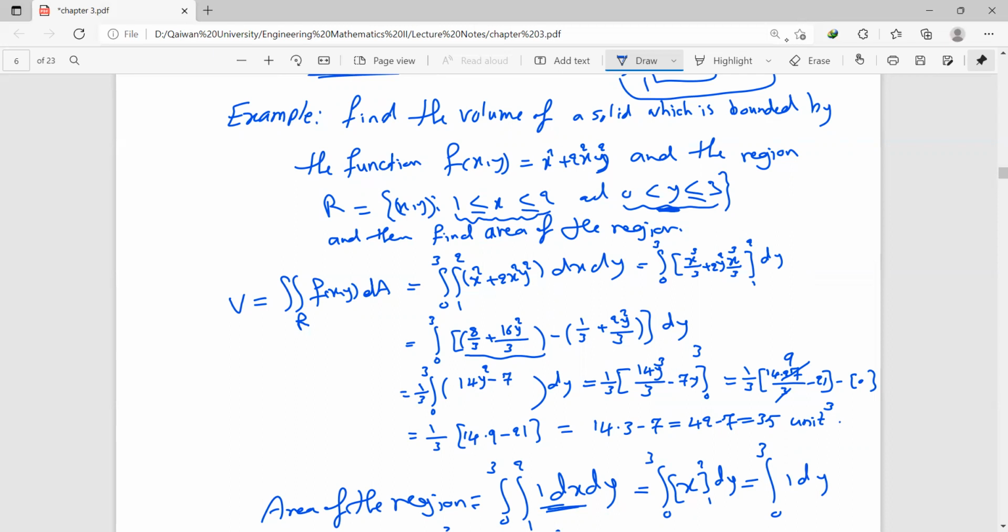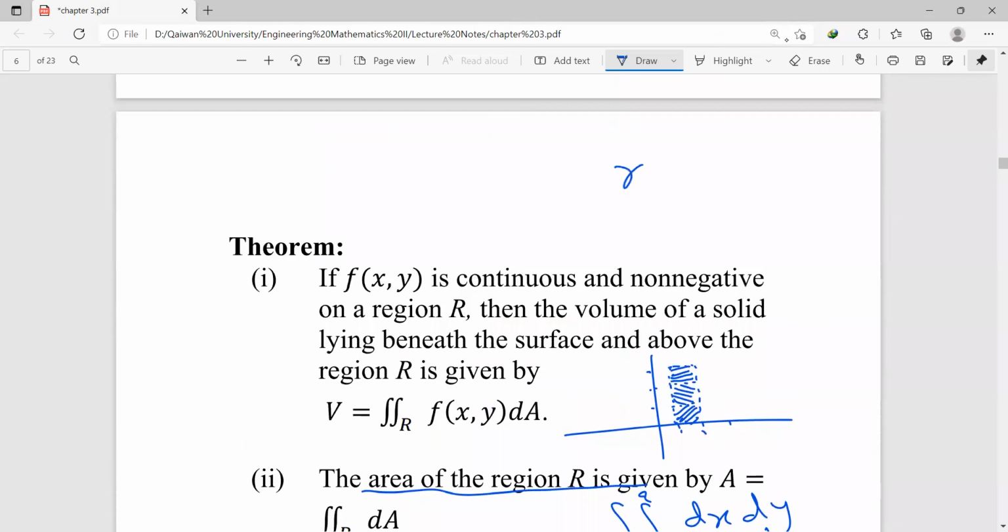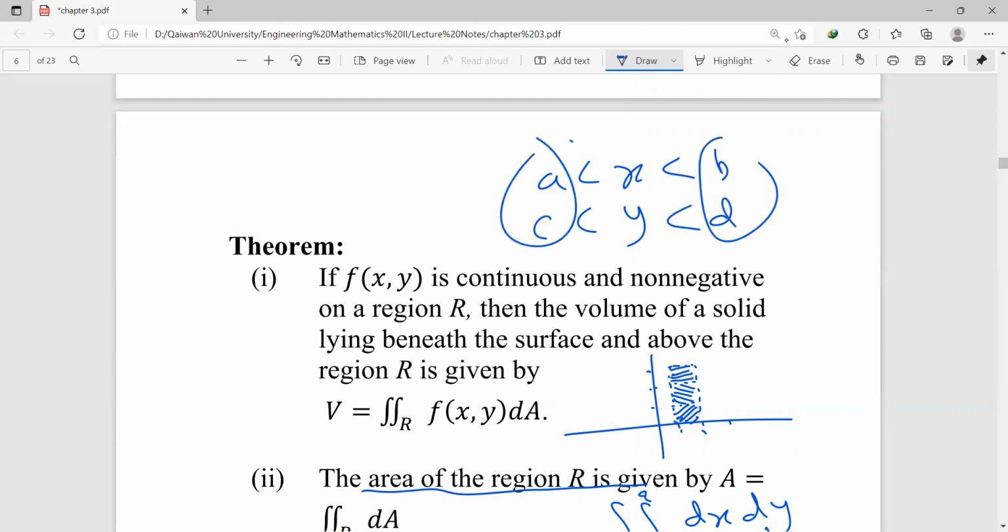In this type of question, if x is from a to b and y is from, let's say, c to d, that means if these are all constants, you can either take dx first or dy first. In both cases, it's true.